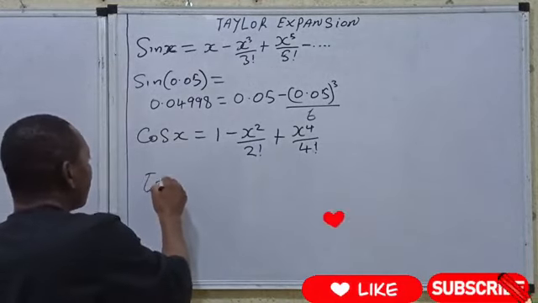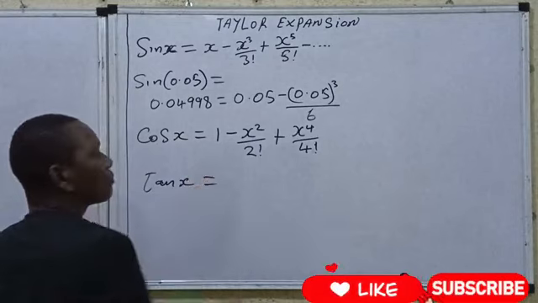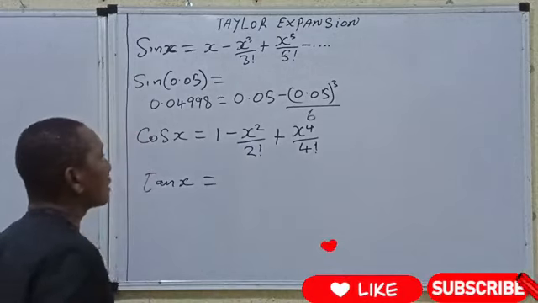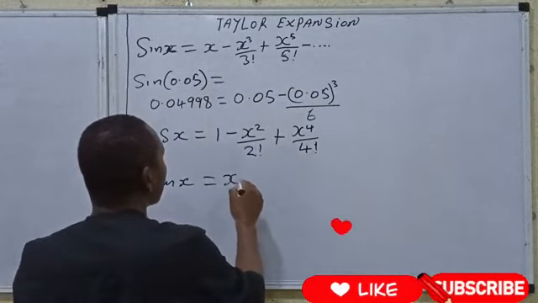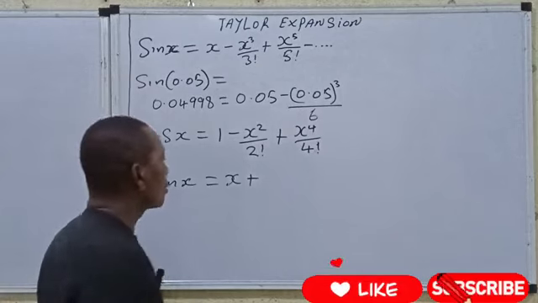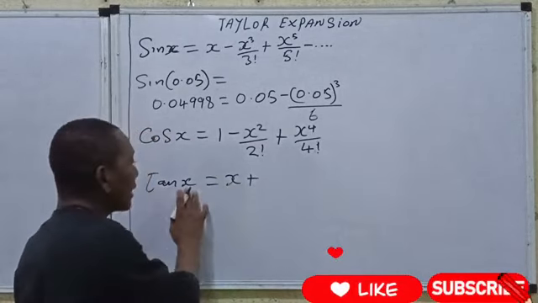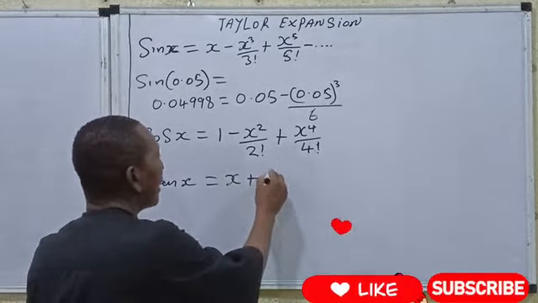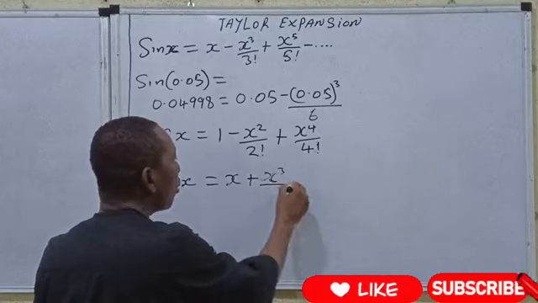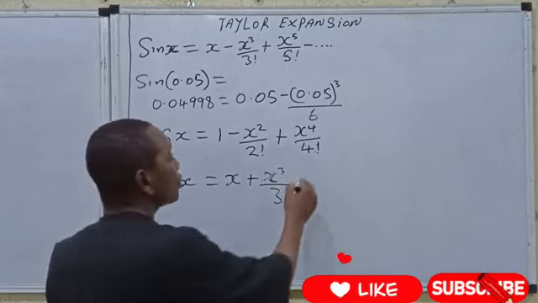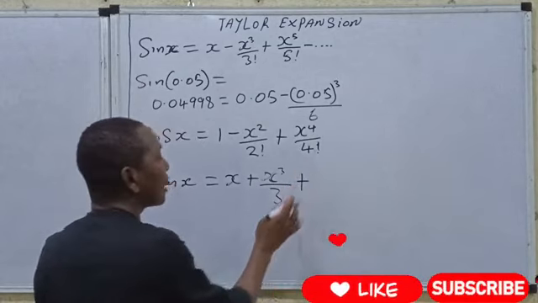For tan x, this is different. In this case, you have x plus, all right, let's continue. For tan x, you have x plus x to the power of 3 all over 3. You can stop here, or you can also continue plus. But our advice for tan is that you can stop here.